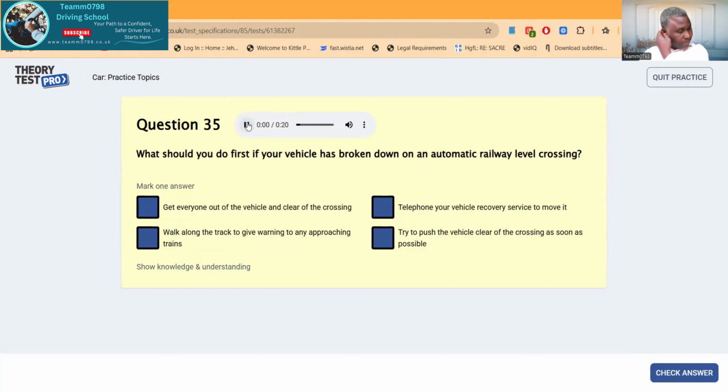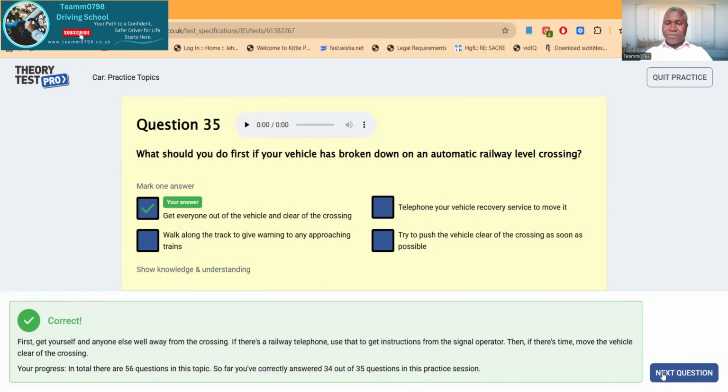What should you do first if your vehicle has broken down on an automatic railway level crossing? Get everyone out of the vehicle and clear of the crossing. Telephone your vehicle recovery service to move it. Walk along the track to give warning to any approaching trains. Try to push the vehicle clear of the crossing as soon as possible. Those three answers are wrong. The one I've chosen, get everyone out of the vehicle and clear of the crossing, is the most important thing to do.